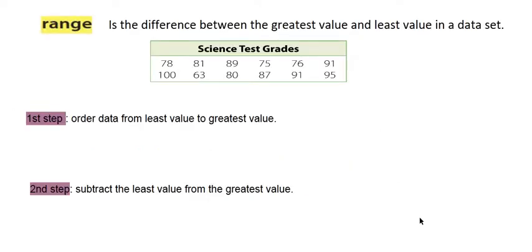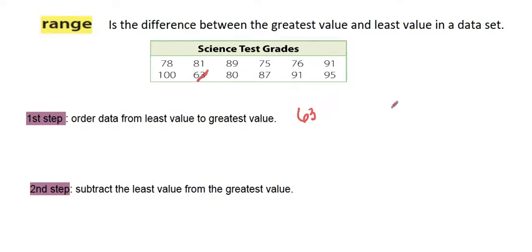Range is the difference between the greatest value and the least value in a data set. So that's what range is. So here are our science test grades. The first step is to order the data from least value to greatest value. If you remember in the last lesson, when we were talking about median, we also had to list them from least to greatest. So anytime I'm working with data sets, I always like to write them in least to greatest value. So I'm going to start, it looks like 63 is the least.